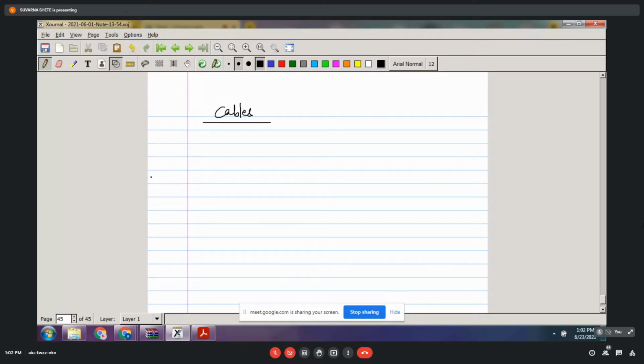Now you know that cable, rope, string, flat belt, up till now in entire unit number 1, all these things are analyzed or designed to carry what type of force? Cables, strings, ropes, what force do they take? Tensile force. Correct.